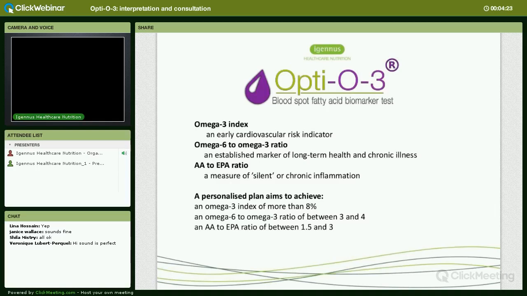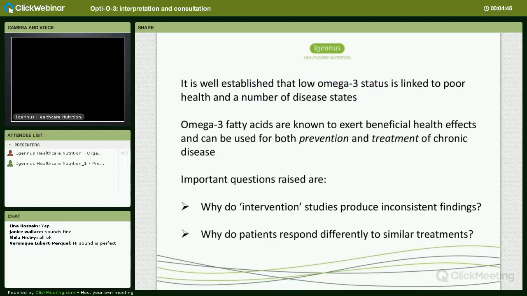Using these biomarkers, we can offer you a personalized plan that aims to achieve an omega-3 index of more than 8%, an omega-6 to omega-3 ratio between 3 and 4, and an AA to EPA ratio between 1.5 and 3. I'll be going into these biomarkers in a little bit more detail in the next 15 minutes or so. So really, what we need to look at is why we need to be supplementing in the first place, and why fatty acid profiling is an essential part of that treatment.